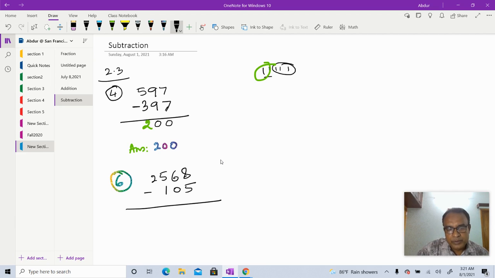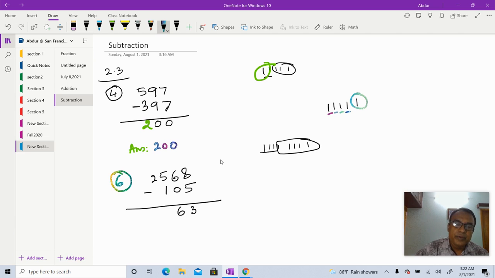So let's do this one. You have 8 things in your hand, one, two, three, four, and so on, and you take away 5 things from that. So you're left with 3. Put 3 here. Then you have 6 things, and you take away 0 from that. So 6 remains. Put 6 there. Then you have 5 things again, and you take away one thing from there. So you remain with 4. You have 4 there.